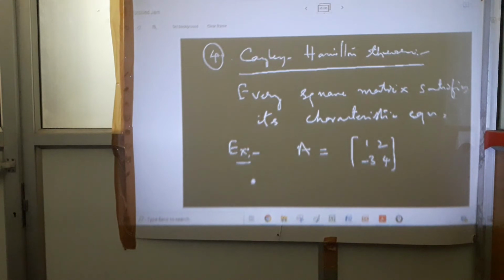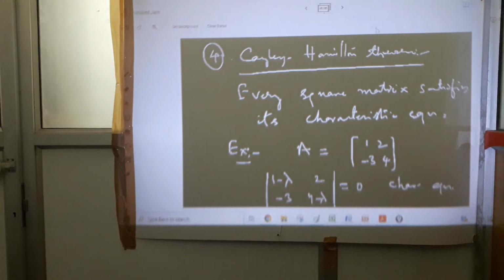Now what is the meaning of this one? First of all, whatever characteristic equation comes, it comes in terms of lambda. Then in the place of lambda, if you substitute A, that equation will be satisfied. Now what is the characteristic equation of this one? I am writing 1 minus lambda, det of A minus lambda I. So minus 3 will be there as it is, 4 minus lambda. Det of A minus lambda I equal to 0 is the characteristic equation.